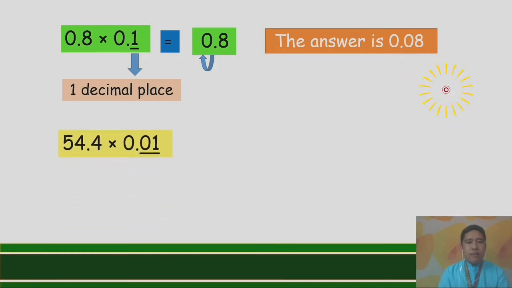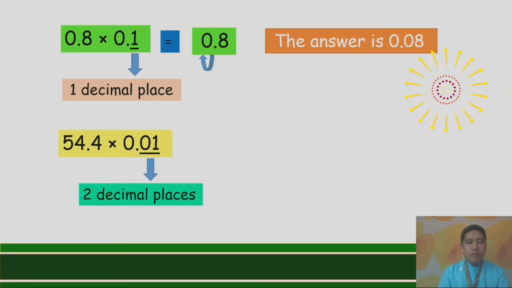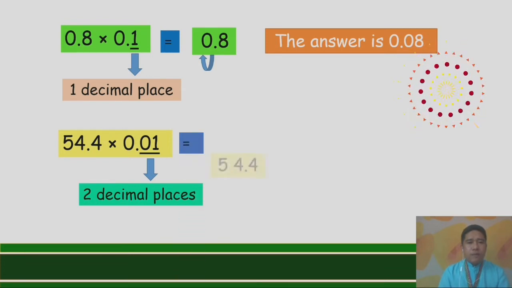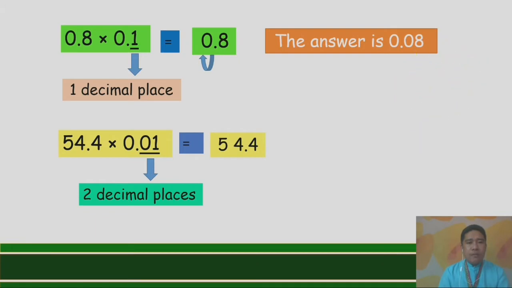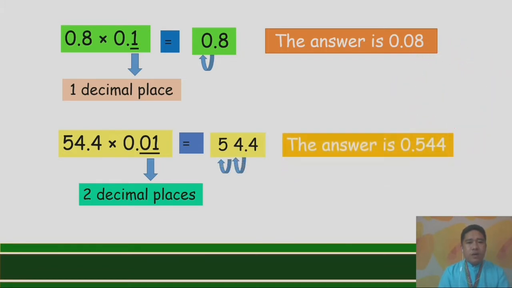Let's have another example. 54 and 4/10 times 100. We have 2 decimal places in our multiplier. 54 and 4/10 is our multiplicand. We are going to move the decimal point of our multiplicand 2 places to the left to give the answer of 544,000. So again, you will move the decimal point of the multiplicand 2 places to the left.